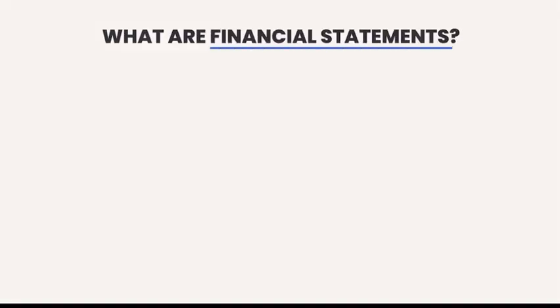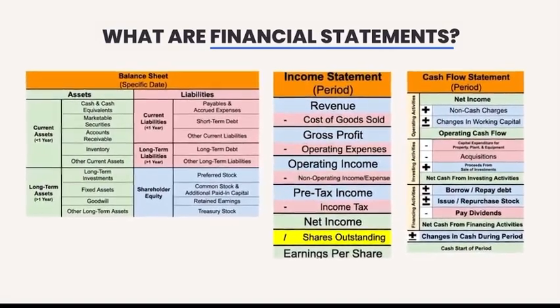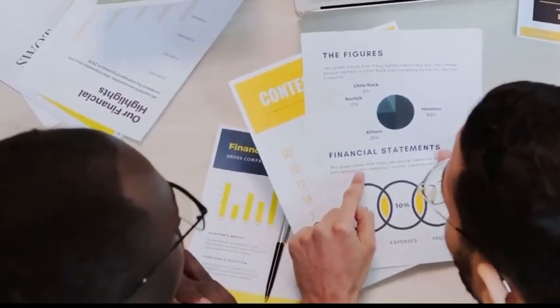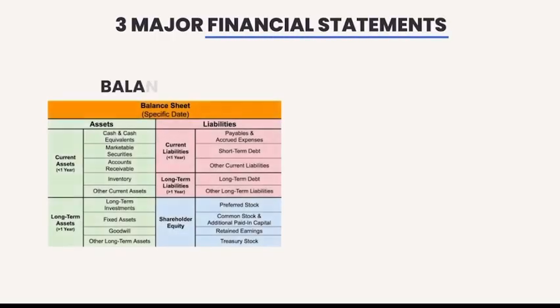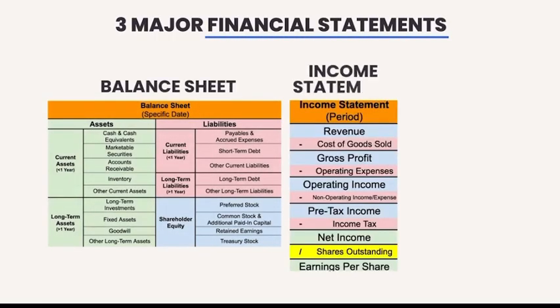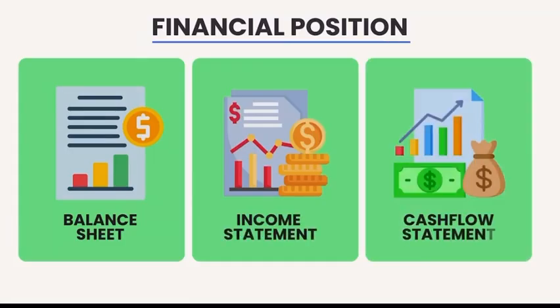So what are financial statements? They are reports that summarize the activities and financial performance of a business. They're produced by companies at the end of each accounting period, which is typically a quarter or year, and they give managers, investors, and lenders an overview of the company's financial health. Now, there are three major financial statements. They are called the balance sheet, income statement, and cash flow statement. Each statement is designed to answer a specific question about a company's financial position to give readers a more complete view of its financial health.